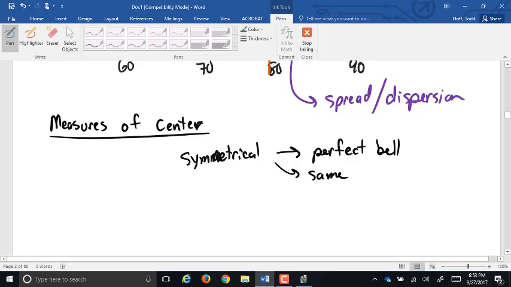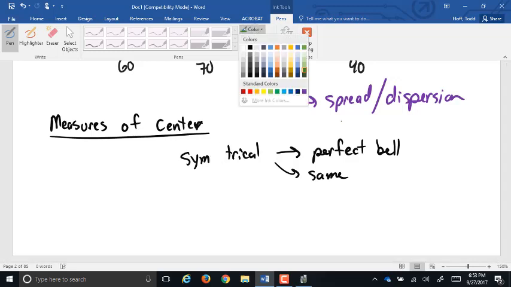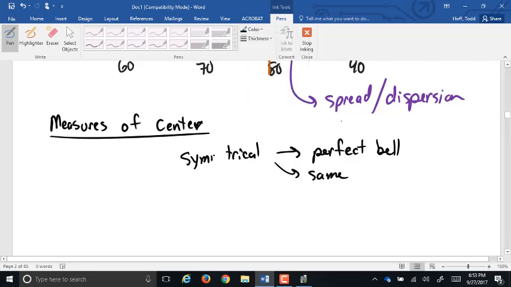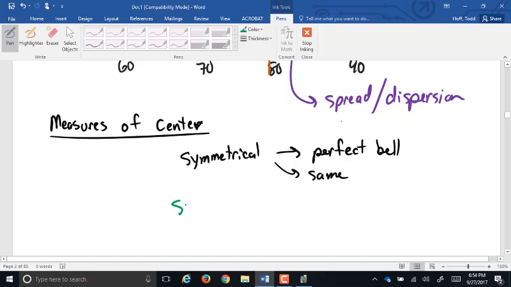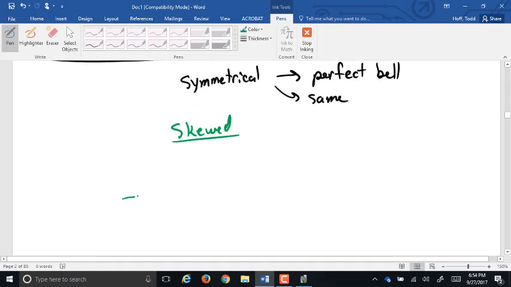But because they're usually not symmetrical, I apologize, my handwriting is horrible tonight for some reason. They are what we call skewed, which means they're not perfectly symmetrical. This one is stretched out in which direction? To the left. That would be called skewed left.